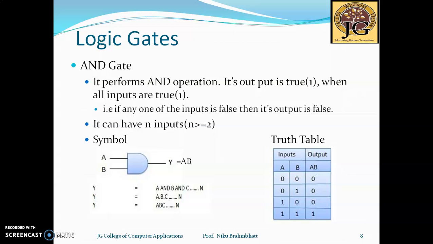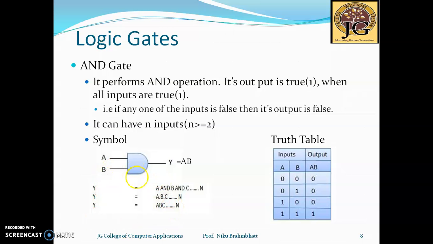You can see a symbol here. This symbol represents a two input AND gate. These are the two input lines, and the names given to the inputs are A and B. You can give any name, say X, Y, whatever. Then Y is equal to the Boolean function, say Y is equal to A dot B, or you can say A and B, or you simply say AB.